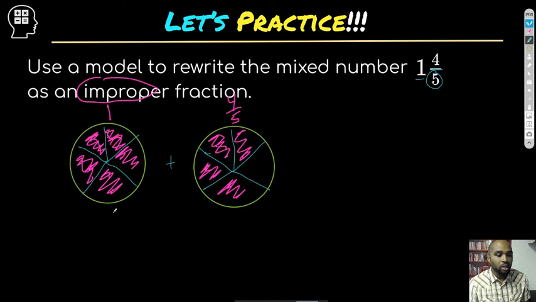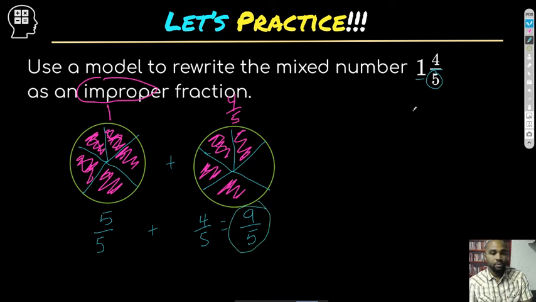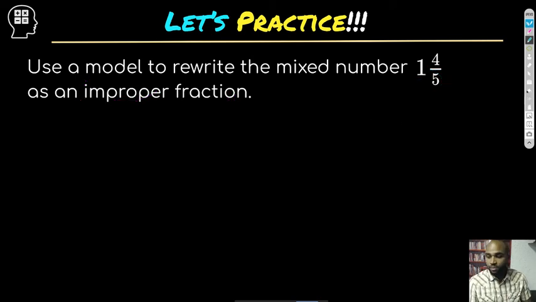So let's keep the 5 over 5 and the 4 over 5 and think about what that is added together. Well, how many fifths do I have? 5 here. I got 4 fifths here. When I add them all, I got 9 fifths. Boy, that's hard to say. 9 fifths added up all together. So I'm going to circle that so we know that that's our answer as an improper fraction.